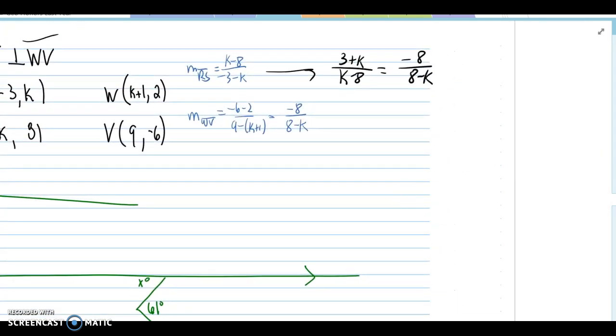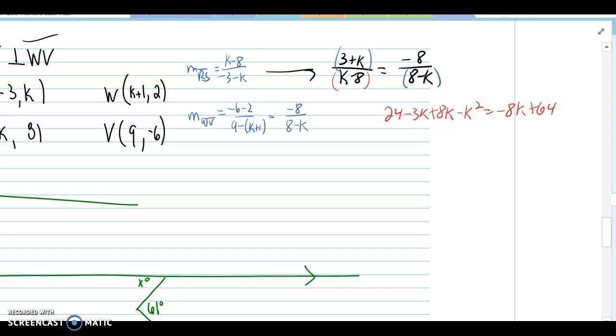Now, working with that, let's cross multiply. Take this expression times this one. 3 times 8 gives us 24. 3 times k is 3k. k times 8, 8k. And k times -k is -k squared. Now go with the other cross product. Take -8 times this, we get -8k plus 64.